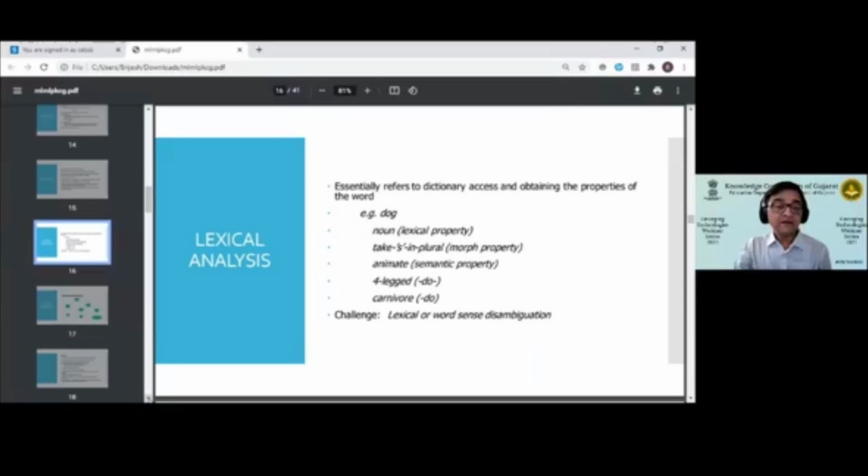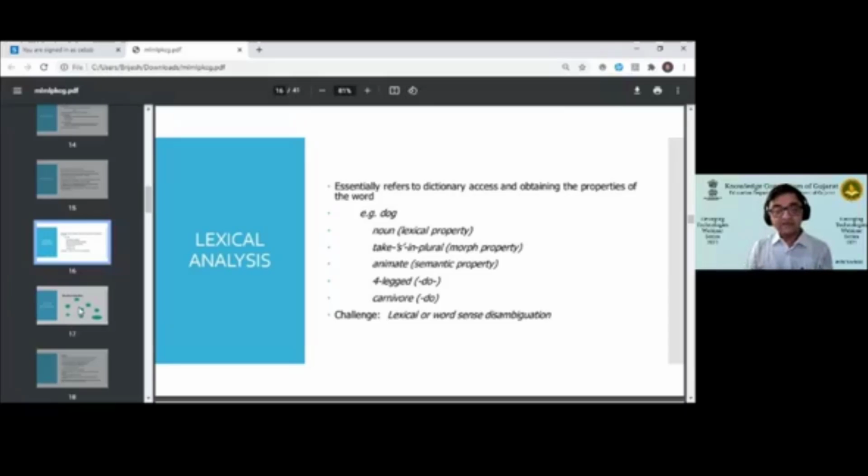Because when we use the word dog as a noun, it can mean two things, right? Dog as the animal, or sometimes we also call some detestable people dog. So that detestable person can also be referred to as dog. So we need to know which dog we want to use in the sentence. This is part of lexical analysis.